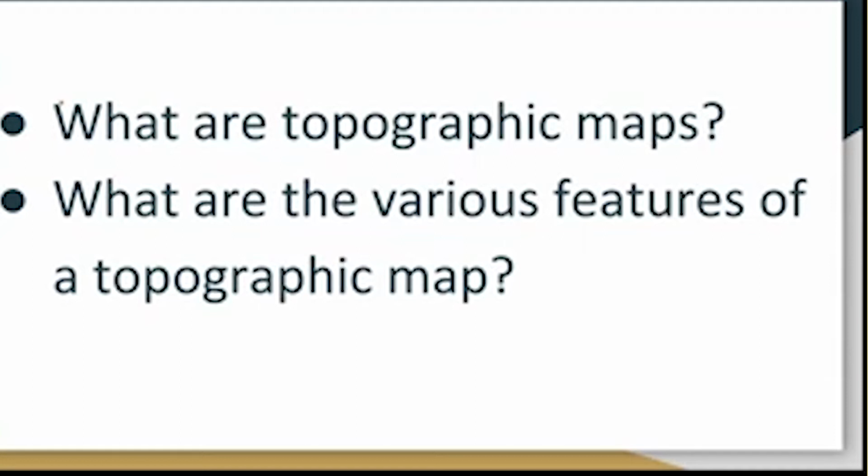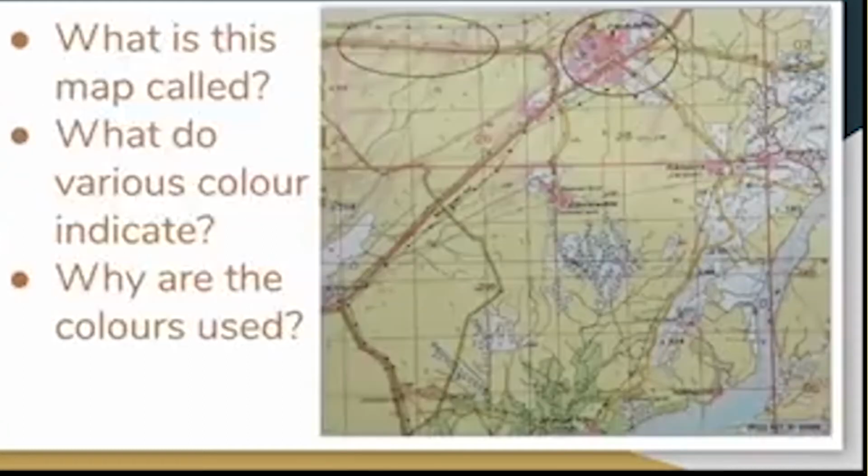Now, to answer my other questions, you need to read the section on conventional signs and symbols used in a map and look at the tables, figure numbers 7 and 8, and the map given in your content book. You can pause the video, read the section and come back again. So, I hope you have read it. Now, we will continue.